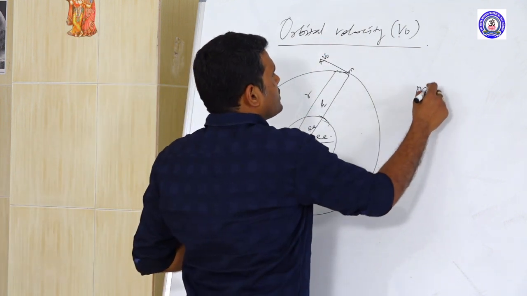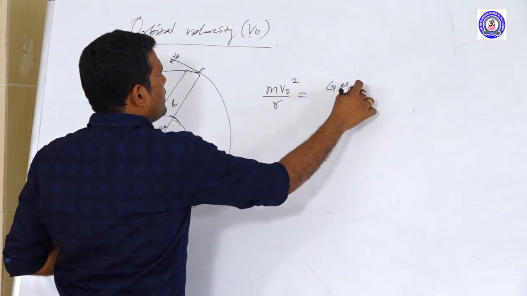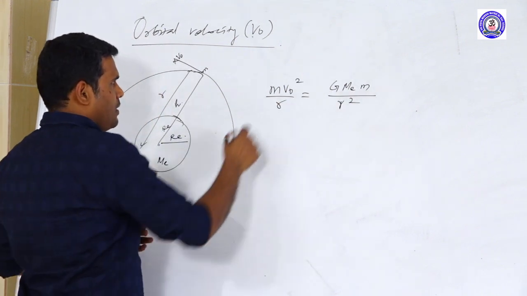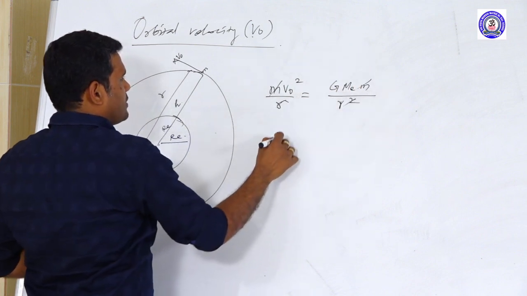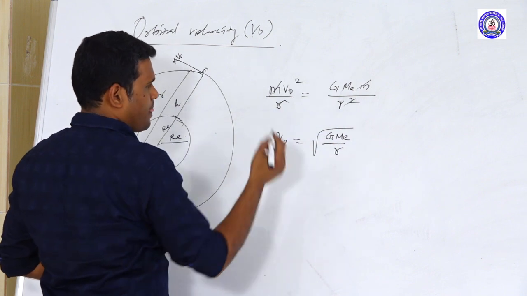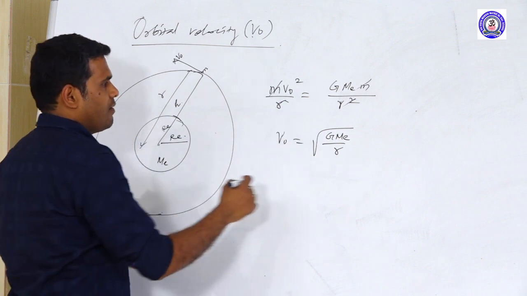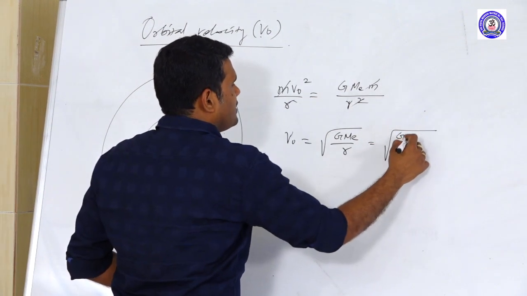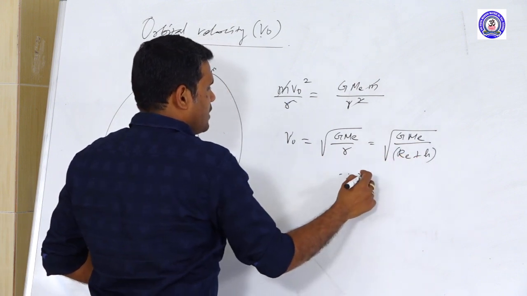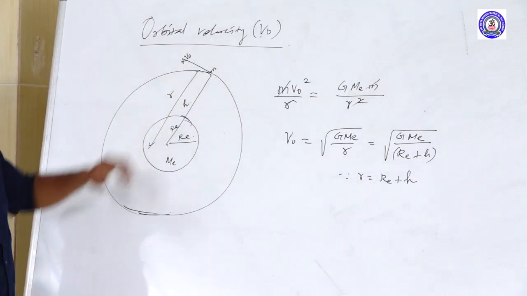The centripetal force mv naught square divided by r is equal to G Me m divided by r square. This m can be cancelled, r can be cancelled. Vo is equal to square root of G Me divided by r. This is the expression for orbital velocity. Also, we can write G Me divided by Re plus h, since small r is equal to Re plus h.